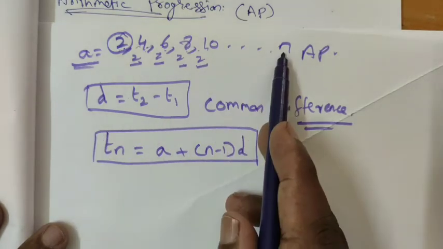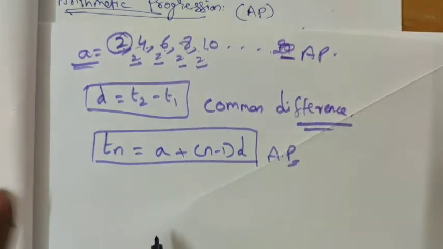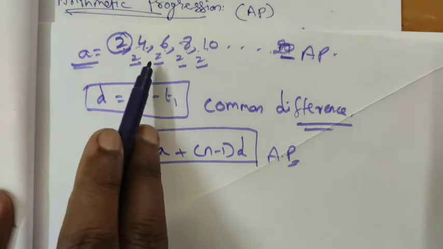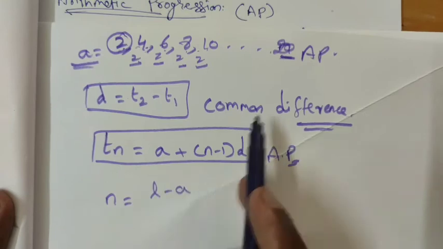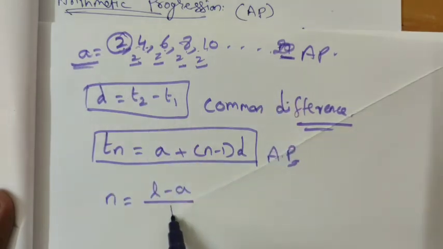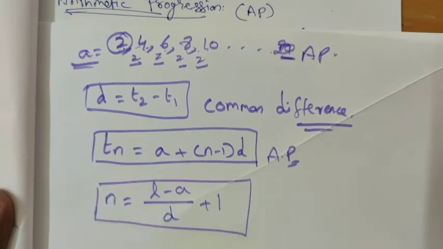When the last term L is given, say 20, and the first term is also known, and we want to find how many terms are in this sequence, we have the formula: n equals L minus A, last term minus first term, divided by the common difference D, plus 1. This gives the number of terms of the AP.